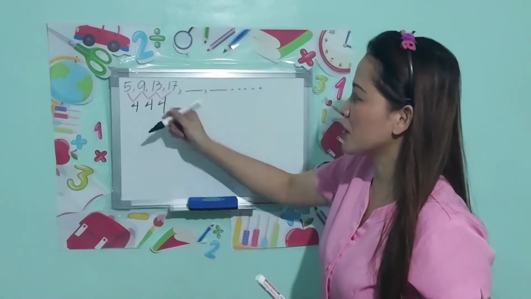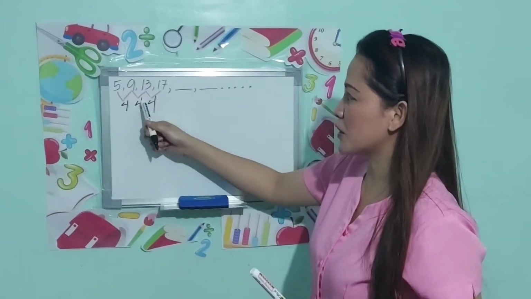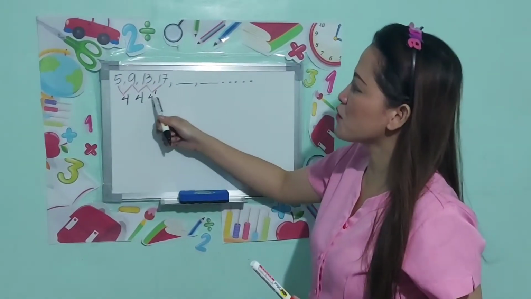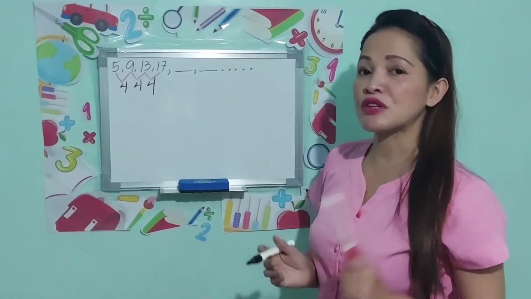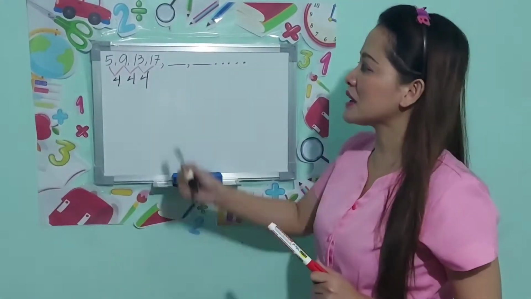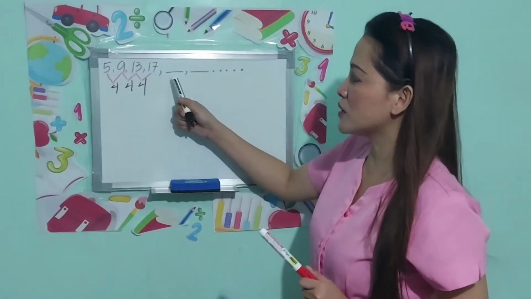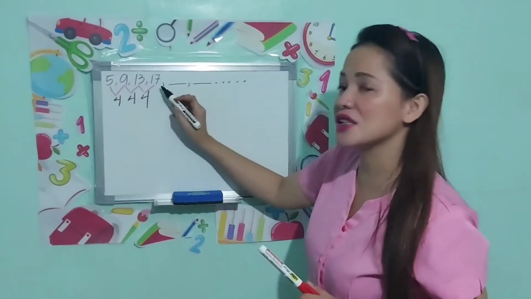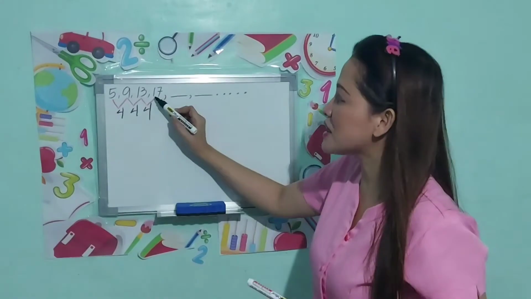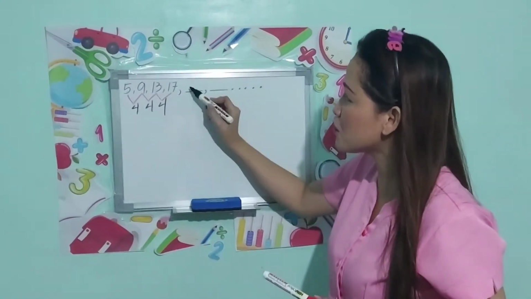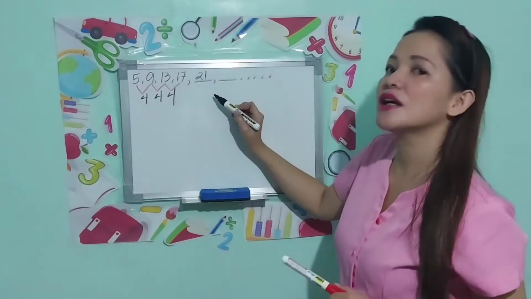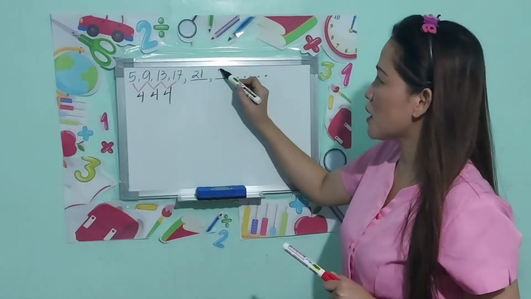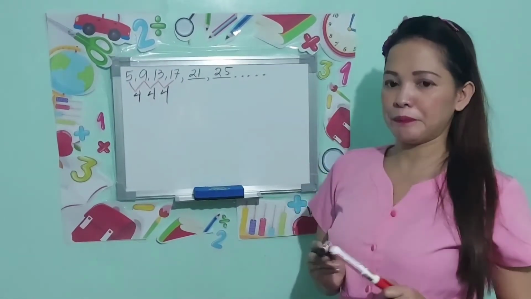So, 5 plus 4 equals 9. 9 plus 4 equals 13. 13 plus 4 equals 17. Now that we know the pattern, we can easily come up with the missing terms, the 5th and 6th term. We will just have to add 4 to the last term. So, 17 plus 4 equals 21, and 21 plus 4 equals 25.